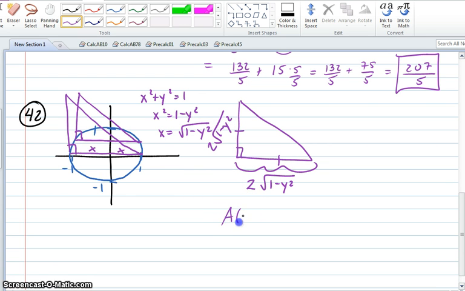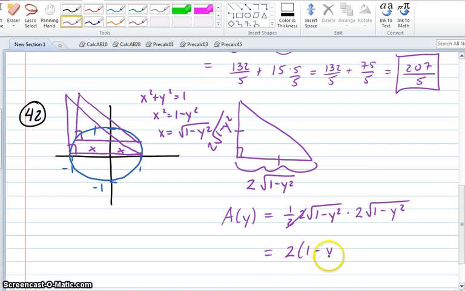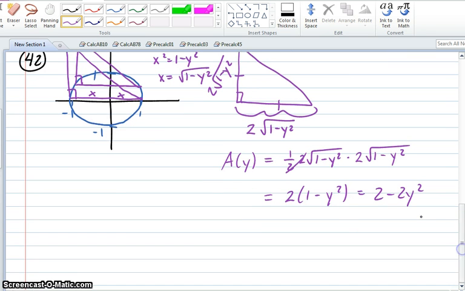So this area, with respect to y, will be 1/2 base, which is the 2 root 1 minus y squared, times the height, which is the same thing, so it's just another congruent leg. Multiply that, and this is actually going to turn out to be just 2 times 1 minus y squared, and as usual, we get something really, really nice as our area. Alright, so when we set up our volume, we have our integral of the cross section. Now make sure you're using y values. We're going from y is negative 1 to y is 1.